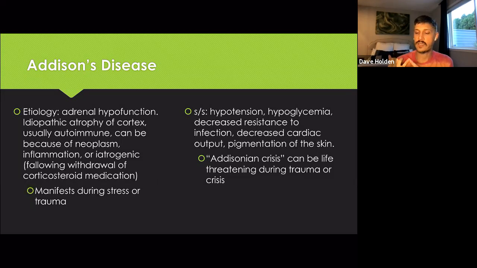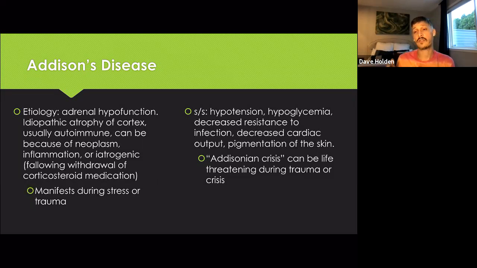Iatrogenic diseases are diseases whose cause is in some other medical treatment. So if you got surgery and then you got an infection, the cause of the infection is iatrogenic. It's because of a medical treatment. So Addison's disease being iatrogenic, maybe it onsets following the withdrawal of corticosteroid medication, something like that.